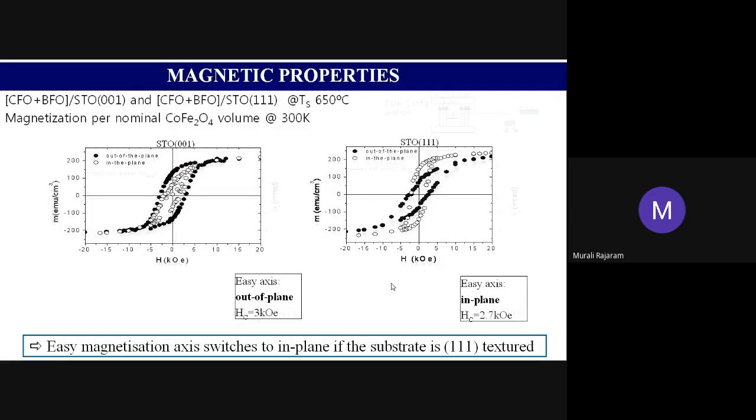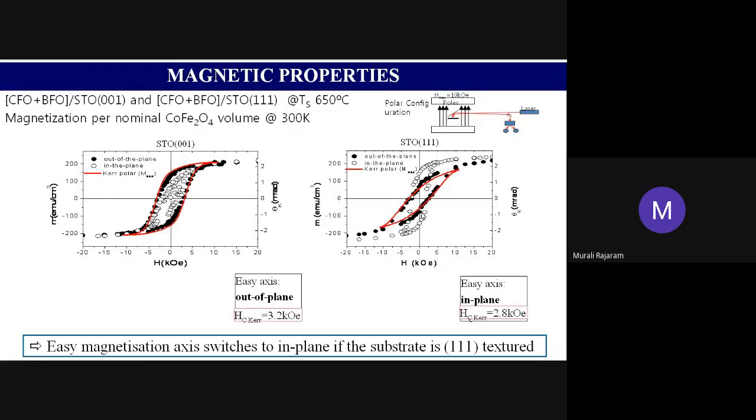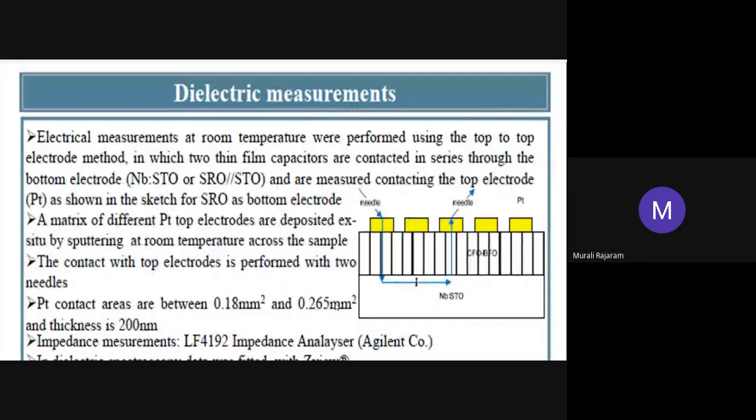We have also measured the MOKE, magneto-optic Kerr effect, that also shows a similar property, magnetization on the surface also. It is the same. The easy axis changes. So this is the macroscopic dielectric measurements. We put some minute platinum electrodes, and we could do impedance analysis using needles.